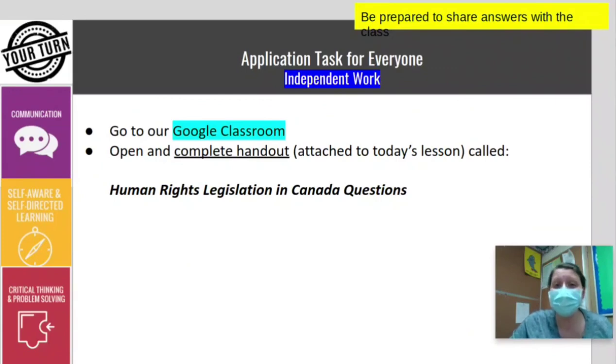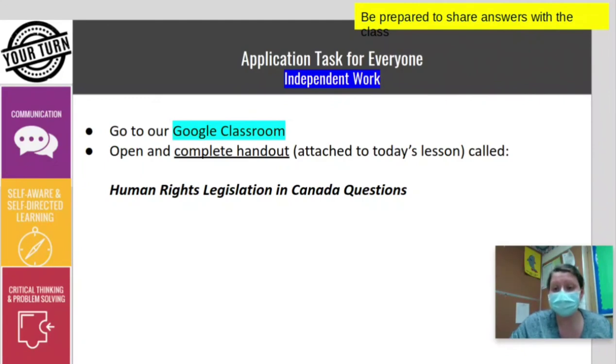All right, your next activity for today will also be found in the Google Classroom. So you may have noticed that today's link or today's task had both these slides that we are working through, as well as another document that has been assigned to you as an individual called the Human Rights Legislation in Canada Questions. When you open that up, you will see there is a document there with a little bit more information about the human rights legislation, and there are a number of questions for you to consider.